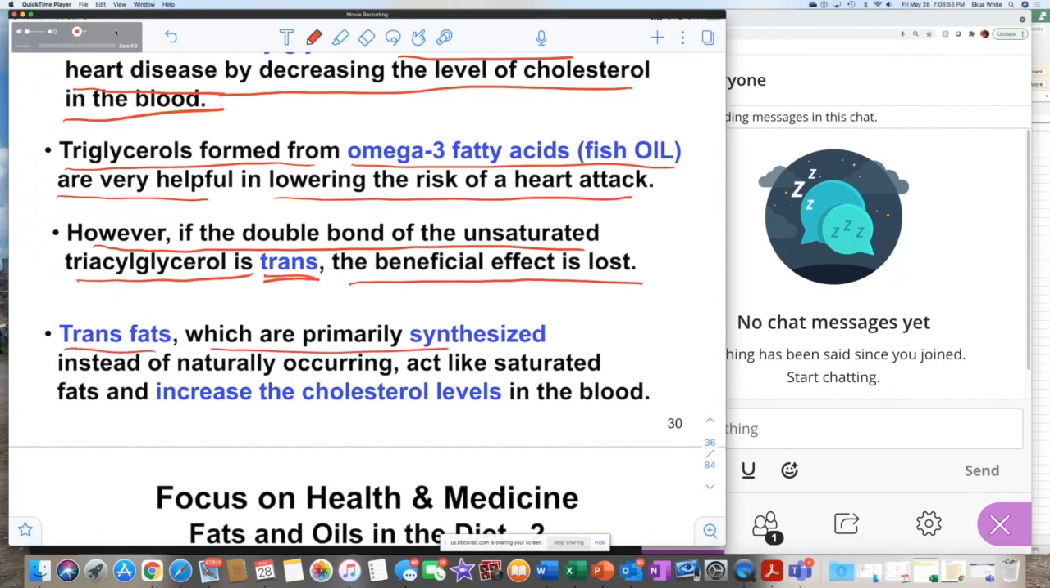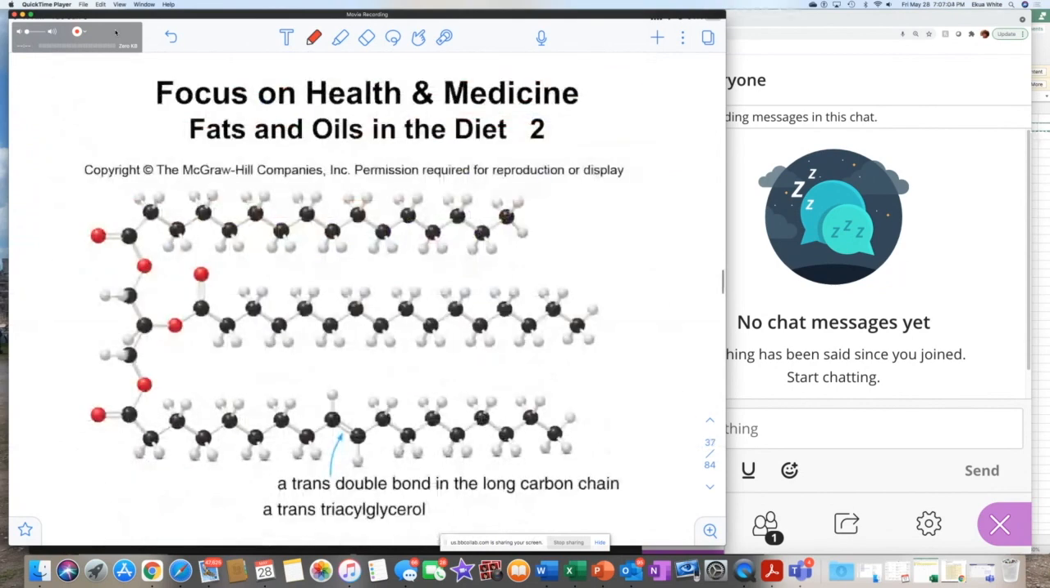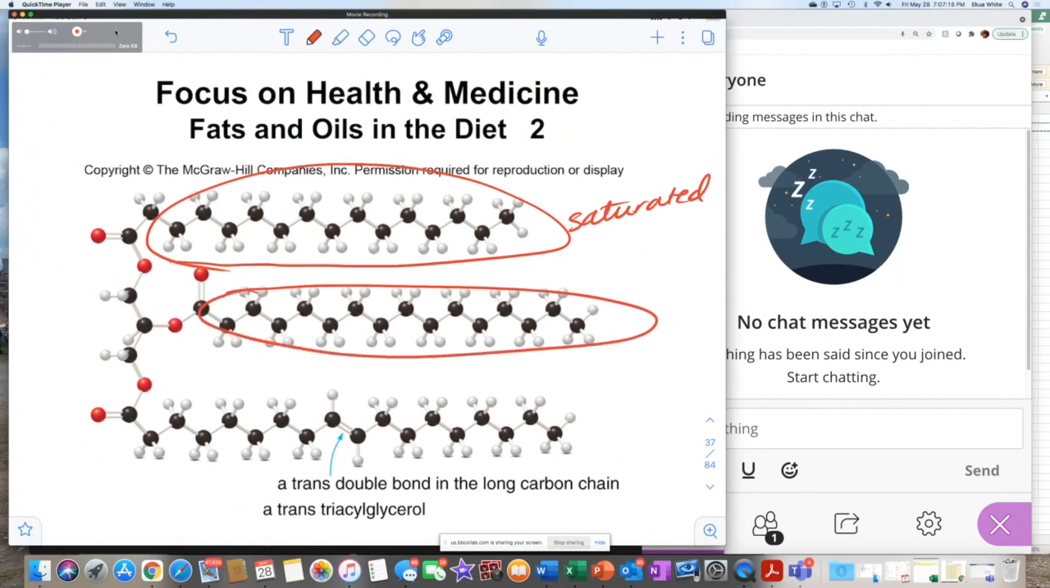Trans fats, which are primarily synthesized instead of naturally occurring, act like saturated fatty acids and therefore they increase cholesterol levels in your blood. Okay? So here's an example. You see how this part here, these are all saturated, there's no double bonds. And you see how they have that stacked look, like stacked pancakes? And this right here is unsaturated. You almost missed it, huh? Because there is a double bond here, but this is trans fats.